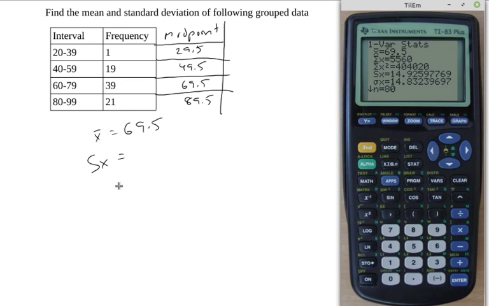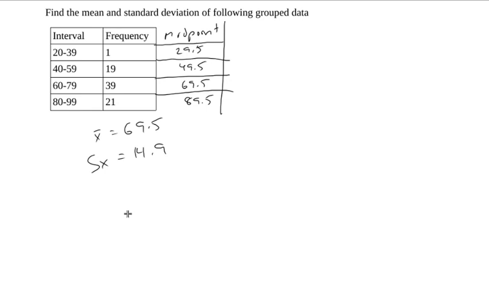Alright, so we're calling x̄ 69.5, and Sx is 14.9. And it looks like that's all we're asked to do on this one. So that's my mean and my standard deviation.